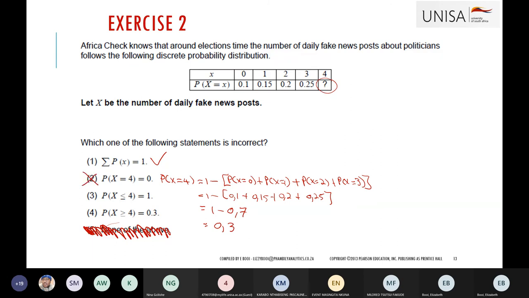This is incorrect. The probability that x is less than or equal to 4. Is that statement correct? Yes, that's correct, because you just add all of them. The probability that x is greater than or equal to 4 is also correct, because there is nothing beyond 4, so it will be the same as the probability that x is equal to 4.